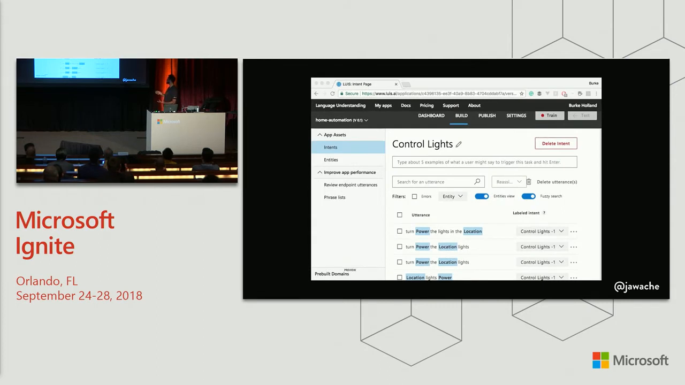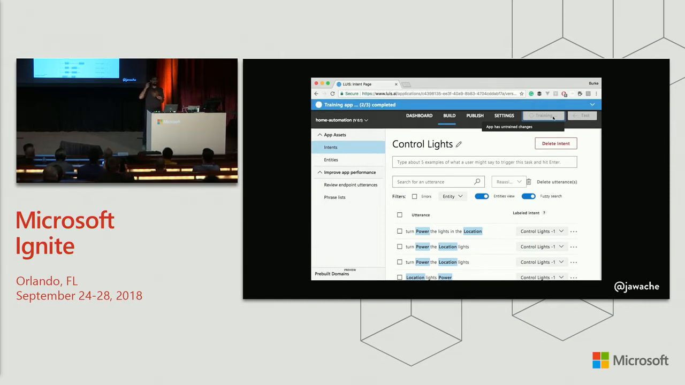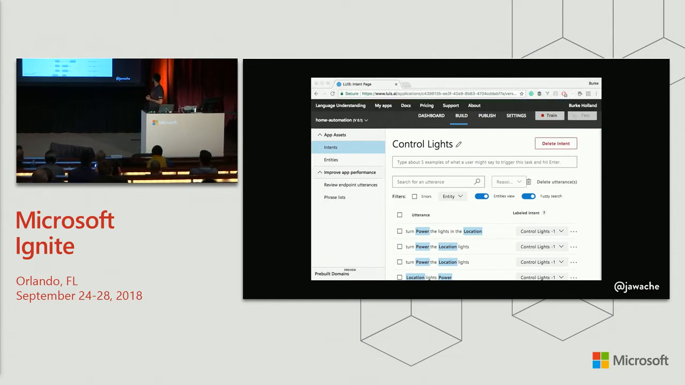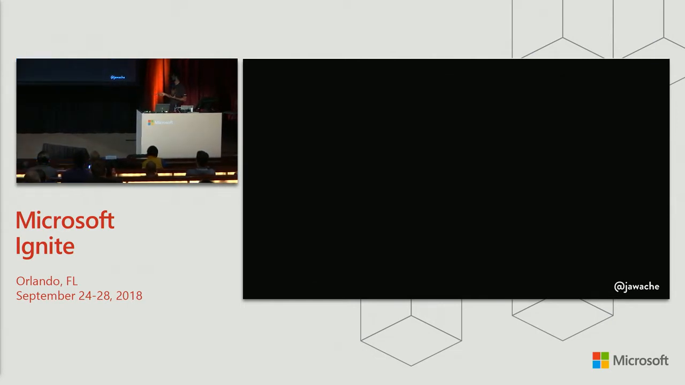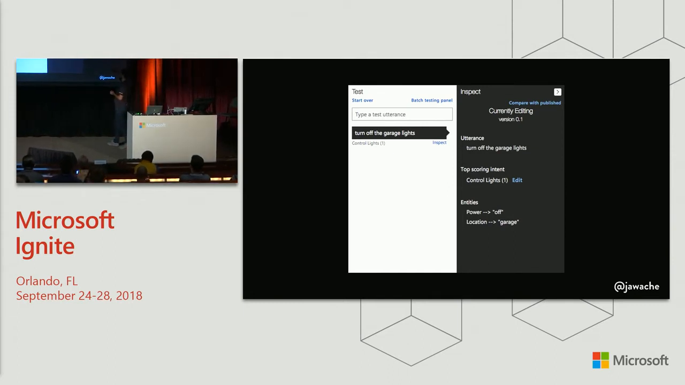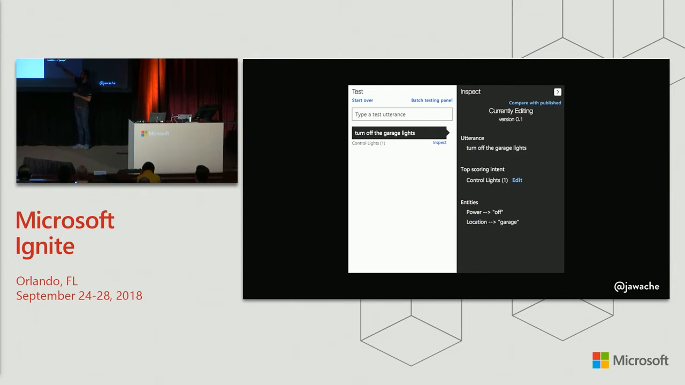And then once it's all tagged, you then can just train it. This is doing the same thing as before, where it's learning to understand natural human language. And then the whole thing is available to you via an API, right? So if you sent it "turn off the garage lights," it's going to know that your intent is to control lights, and it's also going to return to you the value "off" for power and the value "garage" for location.